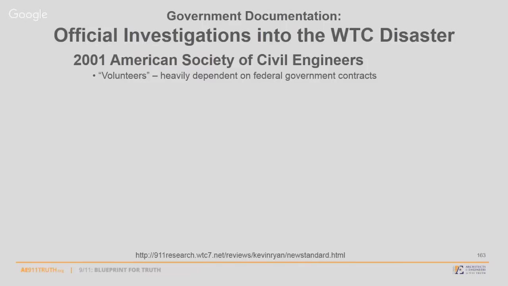Let's look at some of the investigations after 9/11 that did happen, such as the early on volunteers of the American Society of Civil Engineers. Now, one of the key components of the scientific method is objectivity. And so we want groups of individuals that are not, for instance, heavily dependent on federal contracts to give us an unbiased and peer-reviewed report. No, we didn't have that.